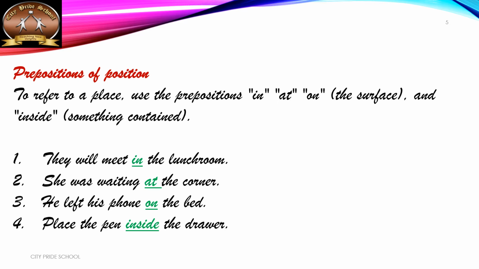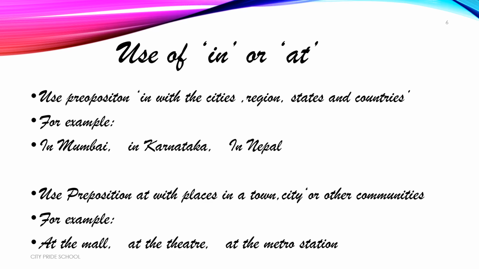So prepositions of place tell us where people or things are. As I mentioned, they are like in, on, at, even under, over, above, near, between, among, across, and beside. Let us see the use of in or at. When do we use in, or when do we use at?